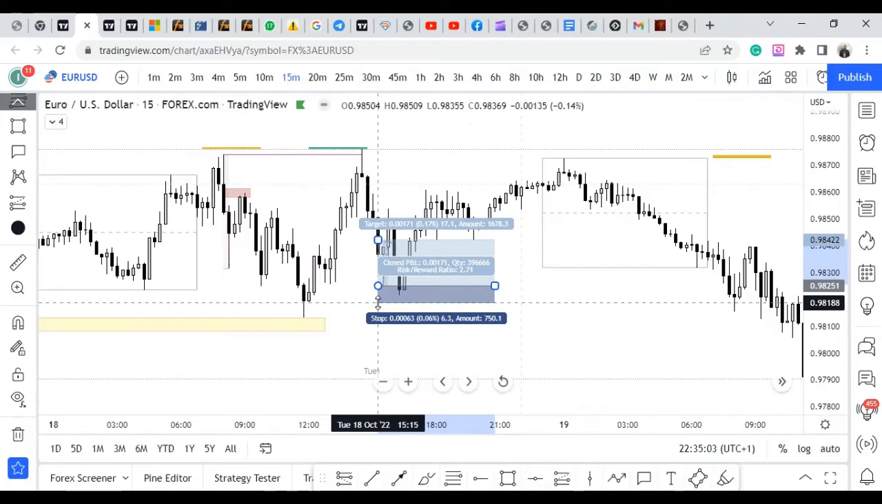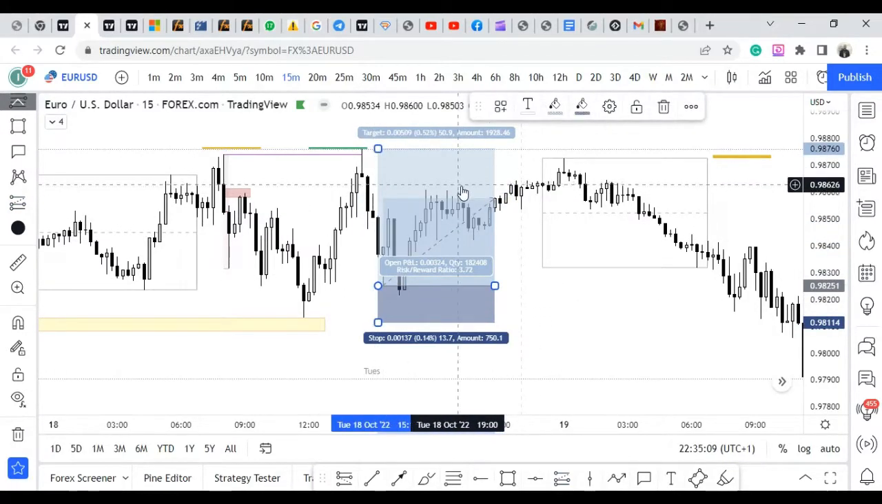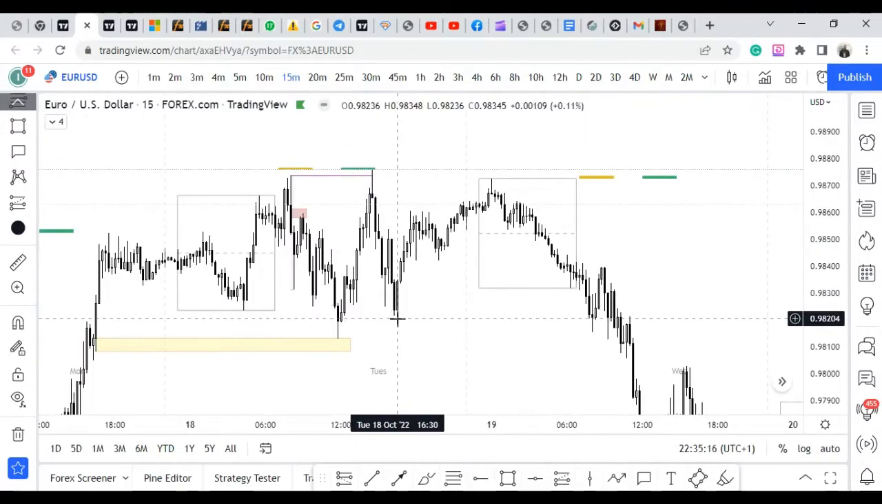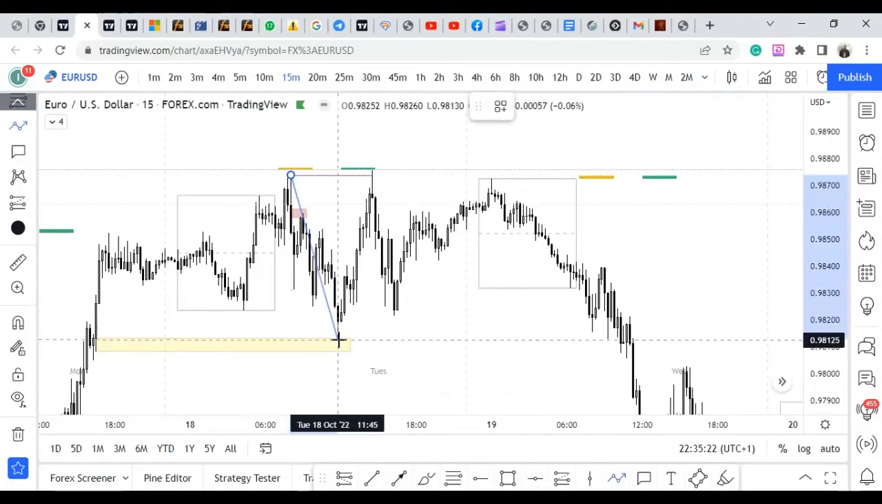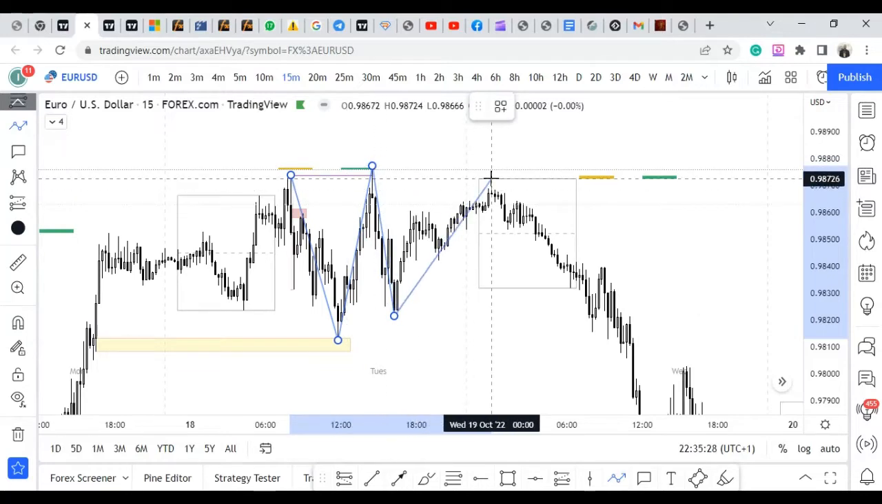So we could have also taken a trade here if possible, and then try to do what? To target that. But you can see that this low could not create a higher high. What I mean is you see price doing this, and this low could not break this high.